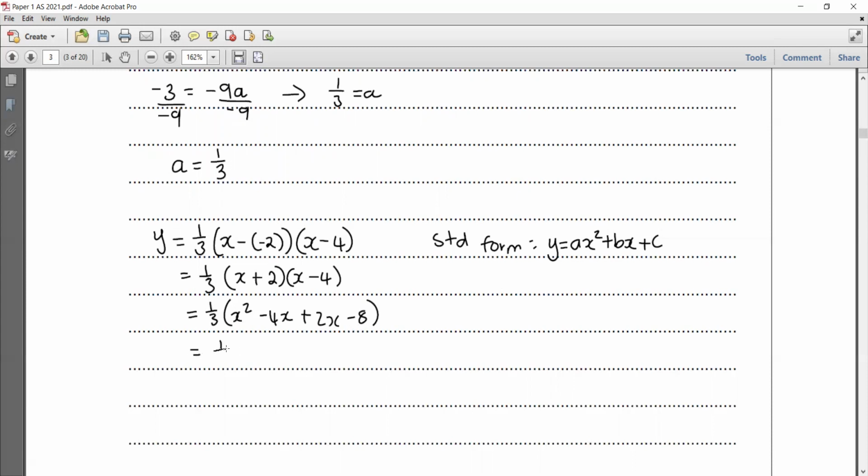Okay, then simplify first. This is x squared minus 4x plus 2x, which is minus 2x, minus 8, and then this 1 over 3, multiply everything inside. So you'll have your standard form equation as 1 over 3 times x squared, 1 over 3 times negative 2x, this is negative 2 over 3 x. And then 1 over 3 times negative 8, this is minus 8 over 3.